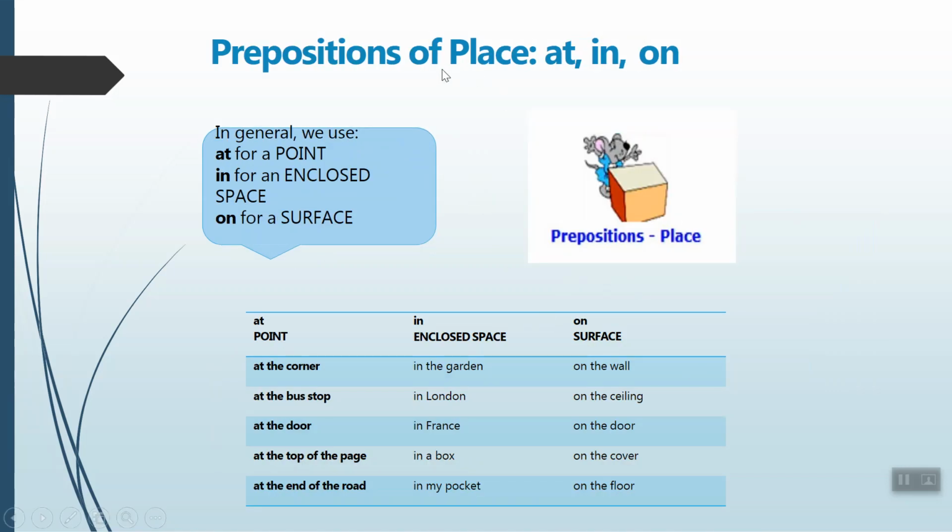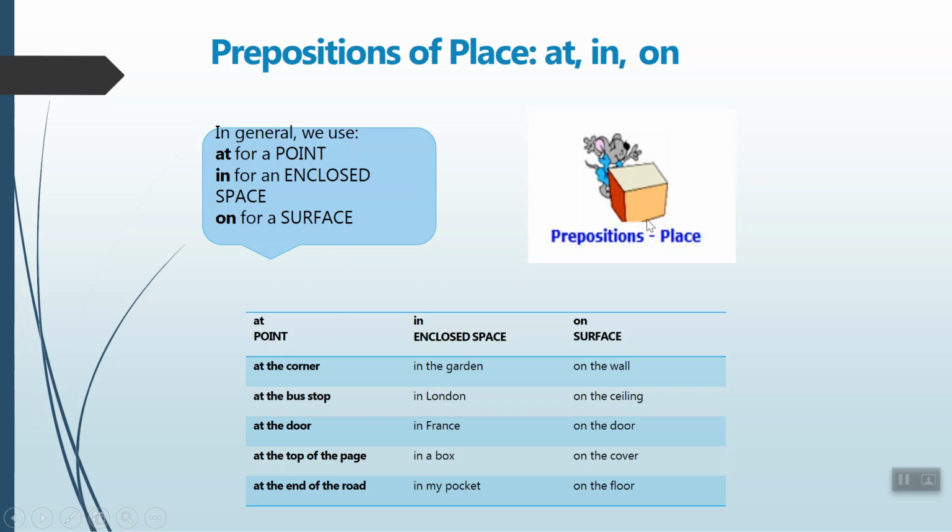Prepositions of place, because we are going to talk about the prepositions of place and time. Place: at, in, on. In general, we use at for a point, in for any closed space, on for a surface, ground, سطح يعني.